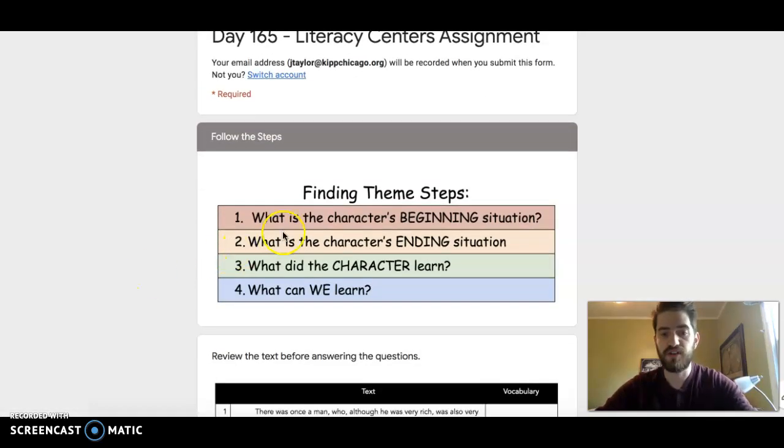Here, we see our steps again. We're looking at the beginning situation, the ending situation, what the character learned, and what can we learn.